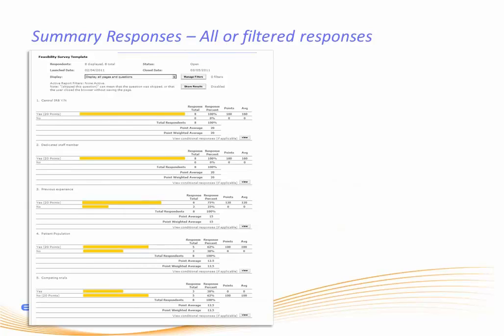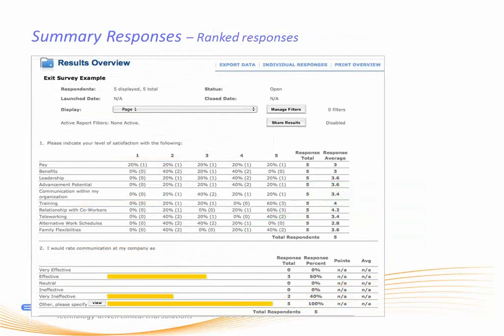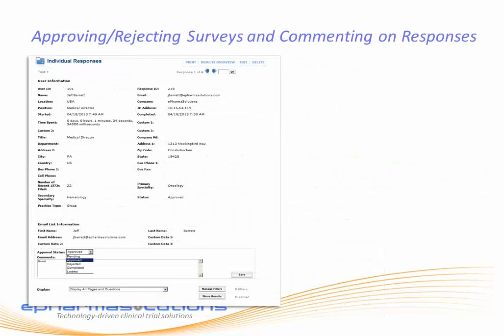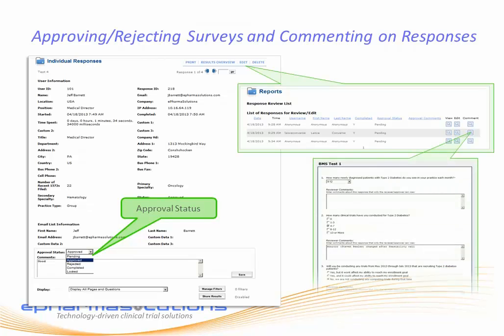And this is the summary response tab and bar chart display. And here's an example of how ranked responses look in bar chart visualization. The SFA reports have configurable visualization tools. The SFA allows study teams to review site responses and either approve or reject the survey when they see responses that may be inaccurate. Rejecting a survey will send a response back to the site with comments or questions about the response for the site to review and update.